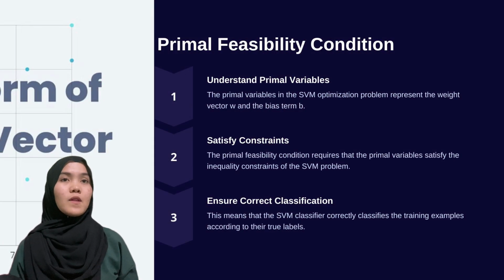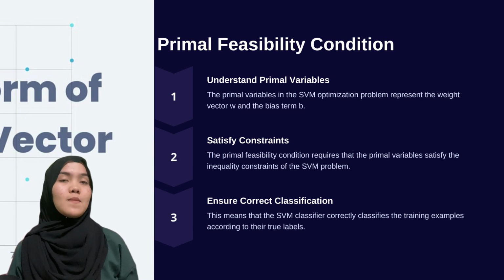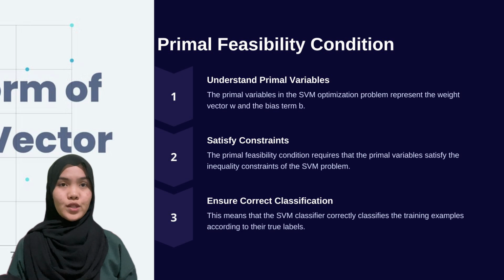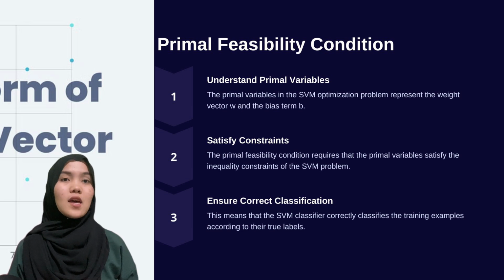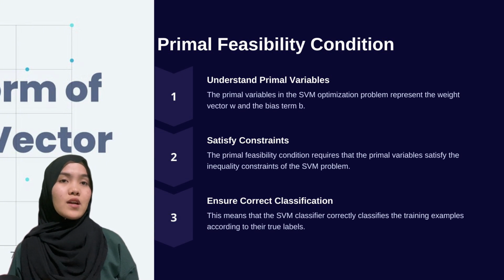Okay, next, primal feasibility condition. Number 1. Understand primal variables. The primal variables in this SVM optimization problem represent the weight vector W and the bias term B. Number 2. Satisfy constraints. The primal feasibility condition requires that the primal variables satisfy the inequality constraints of the SVM problem. Number 3. Ensure correct classification. This means that the SVM classifier correctly classifies the training examples according to their true labels.